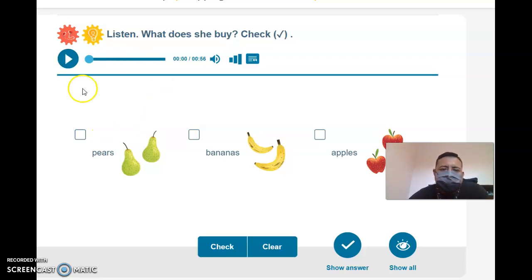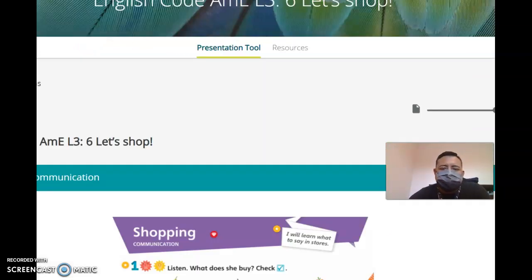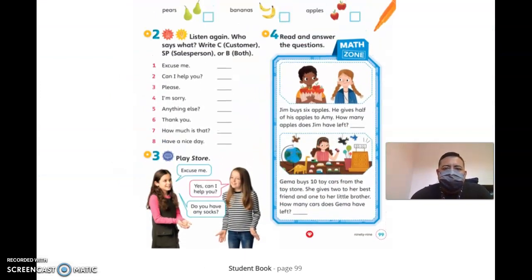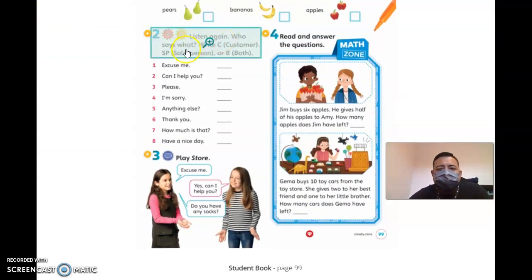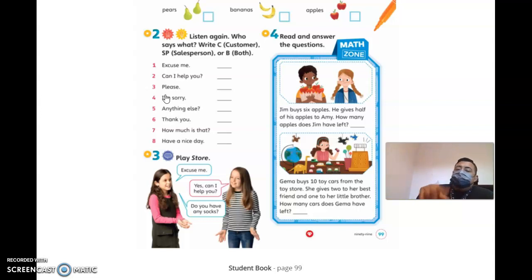Ok, ahí escucharon qué fue lo que compró nuestra amiguita. Y después dice, listen again, who says what. Use a letter C for customer, SP for salesperson, or B, both. Customer es la persona que va a comprar. Salesperson, la persona que les vende en la tienda. Both, si los dos utilizaron esa frase, ¿ok? Y los van a colocar en esta línea, dependiendo qué es lo que escuchen. Lo pueden escuchar nuevamente el audio y escribirlo ahí.